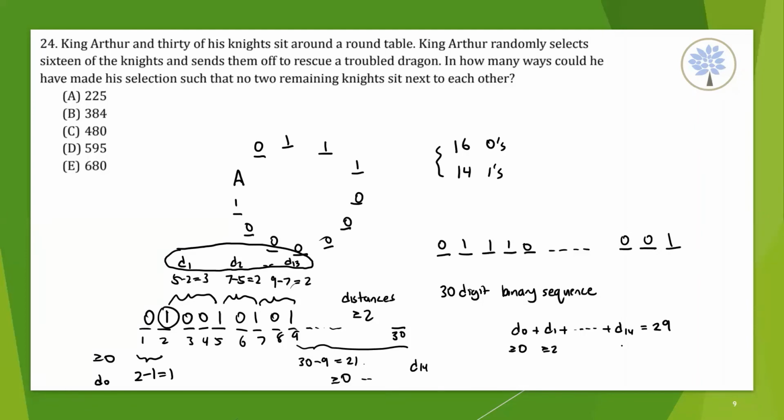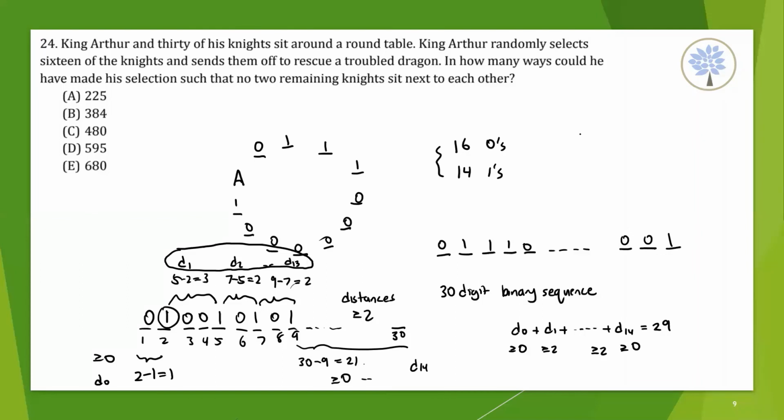So it's not hard to show that, in fact, what we're doing is counting the number of 15-tuples, d0 through d14, so that d0 is at least 0, d14 is at least 0, and d1 through d13 are all at least 2. And so now we can finish the problem up by applying some manipulations and stars and bars.